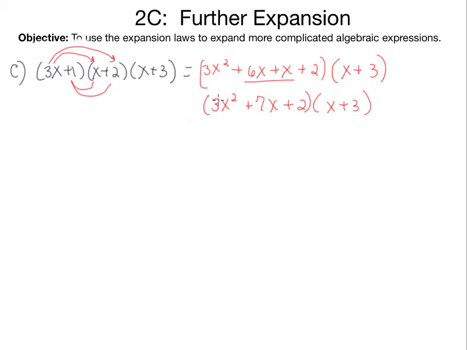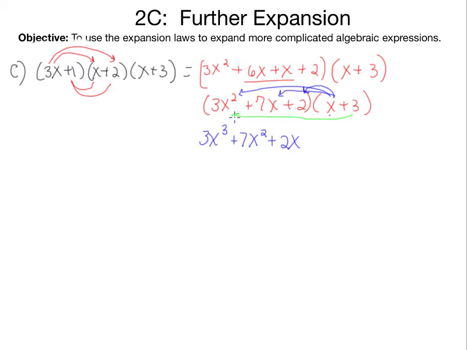So I'm going to take that x and I'm going to distribute to every term in the first parentheses. So 3x squared times x gives us a 3x cubed. And then I want to take that x and times it by the 7x to get plus 7x squared. And x times 2 will give us a plus 2x. Then I'm going to use the distributive property again, but this time with the 3. And I'm going to distribute it to all the terms in the first parentheses.